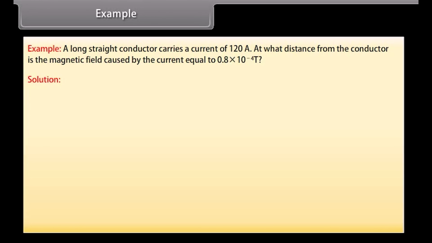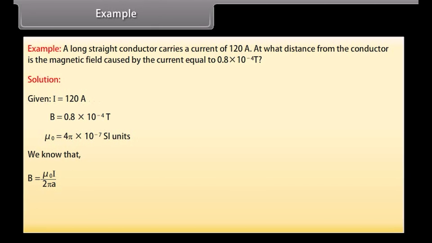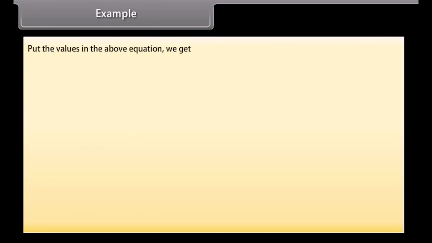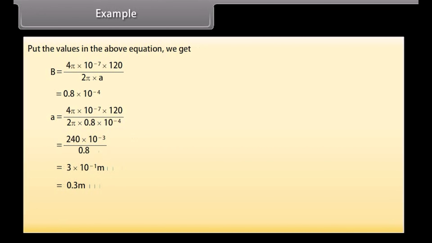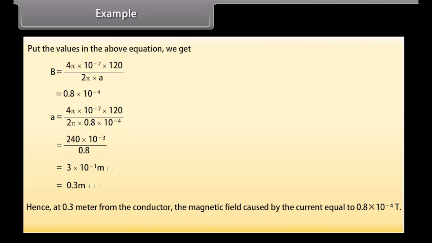Let's see the solution. Here, the given values are I is equal to 120 ampere, B is equal to 0.8 into 10 raised to the power minus 4 Tesla, mu naught is equal to 4 pi into 10 raised to the power minus 7 SI units. We know that B is equal to mu naught I upon 2 pi A. By putting the values in the equation, we get the value of A is equal to 0.3 meters. Hence, at 0.3 meters from the conductor, the magnetic field caused by the current is equal to 0.8 into 10 raised to the power minus 4 Tesla.